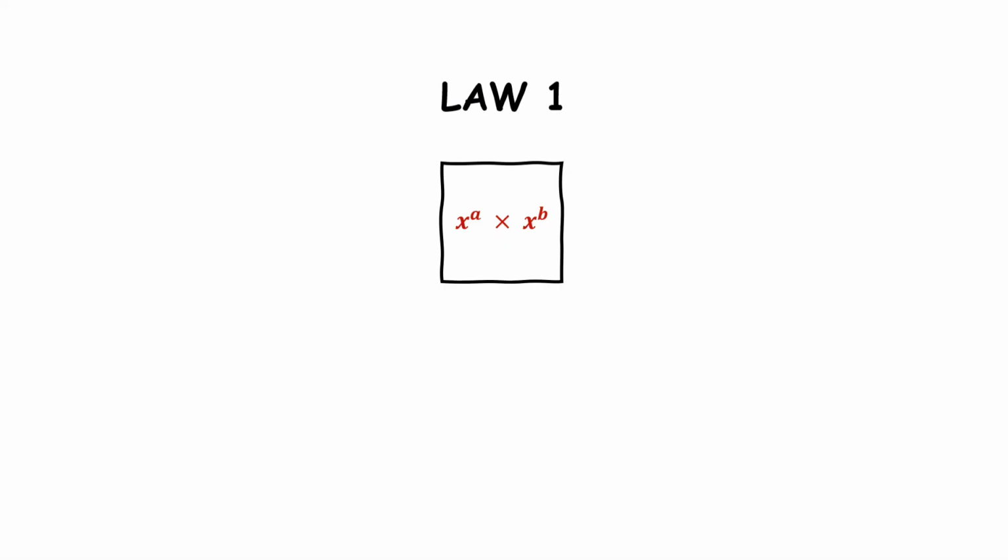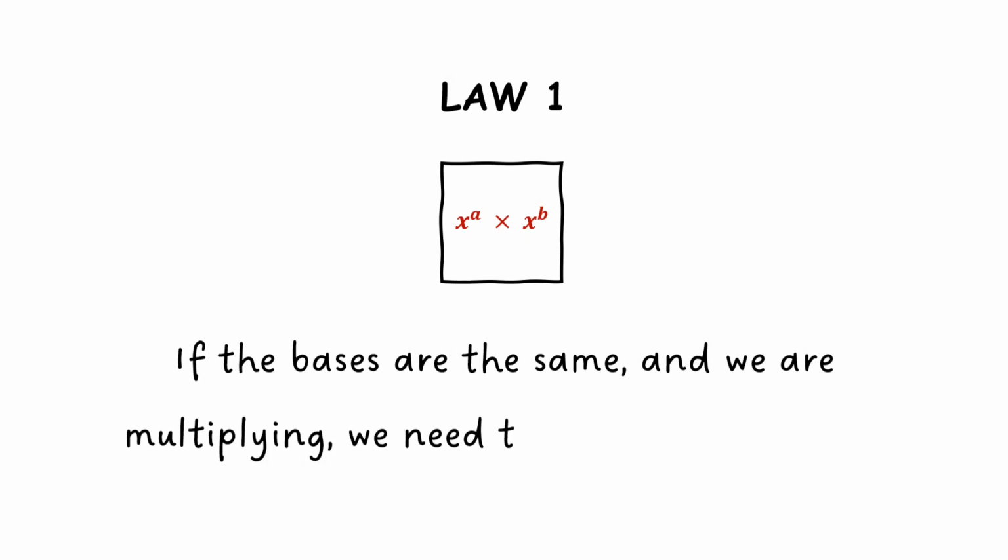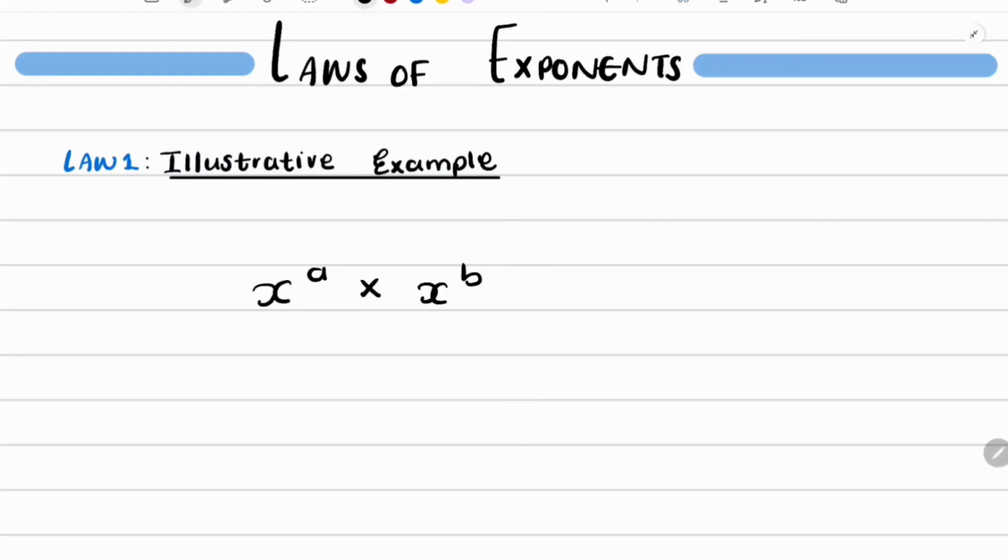So the first law states that if the bases are the same and we are multiplying, we need to add the exponents. So if we had x to the power of a multiplied by x to the power of b, then this is what's going to happen here. Since the bases are exactly the same, and we are also multiplying, we would just add the exponents. So what would happen is that the base would stay exactly the same, the base is still an x, and then we would just add the exponents. So we have an a plus a b.